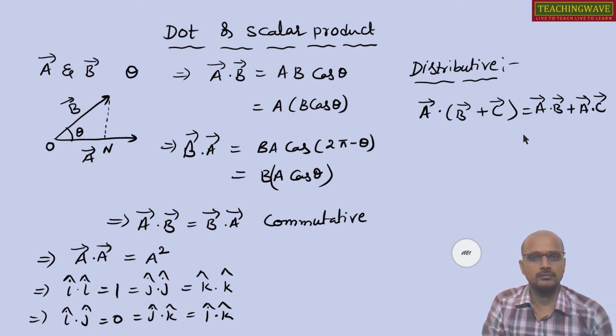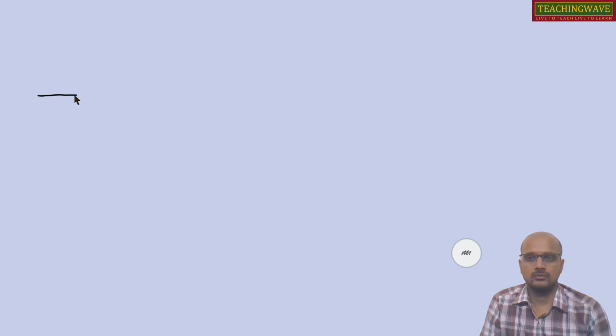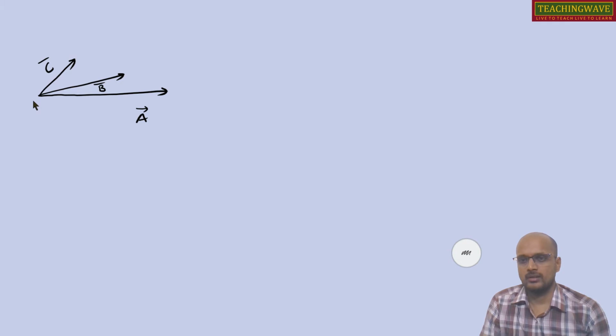To prove this, I am considering a geometrical situation. That means I am considering three vectors as shown in the diagram: the first vector a bar, the second vector b bar, and the third vector c bar. Let us consider these three vectors as co-initial and coplanar vectors for simplicity.